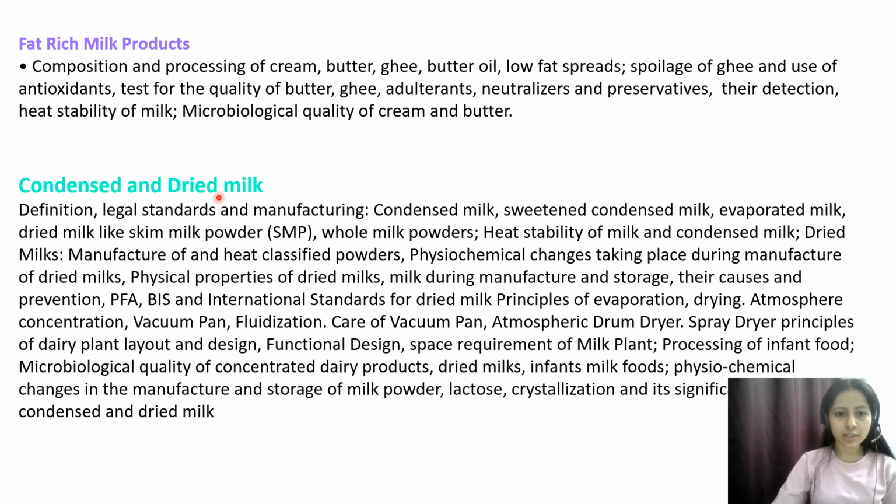So under condensed milk and dried milk, you have to go through its definition, legal standards and manufacture, and its manufacturing procedures, the types of products which are made, that is condensed milk, sweet condensed milk, evaporated milk, dried milk, that's SMP, whole milk, its heat stability, then what types of dryers are used, what types of evaporators are used, then the physiochemical changes which occur during the milk manufacturing or its storage, you have to go through here.